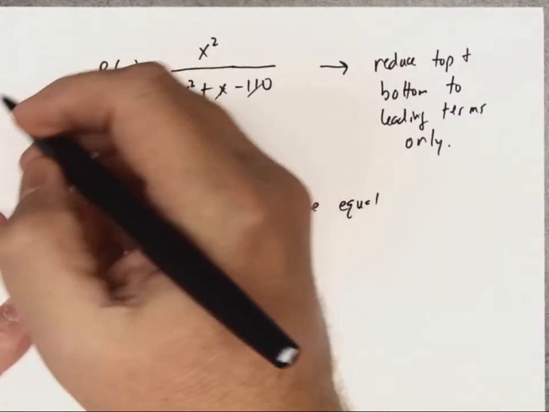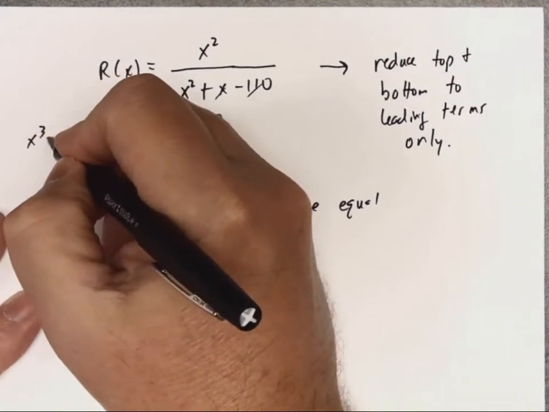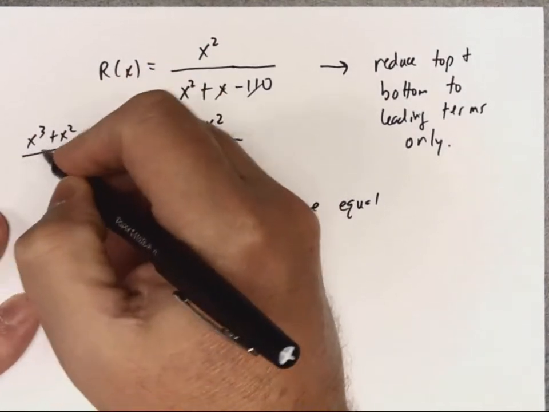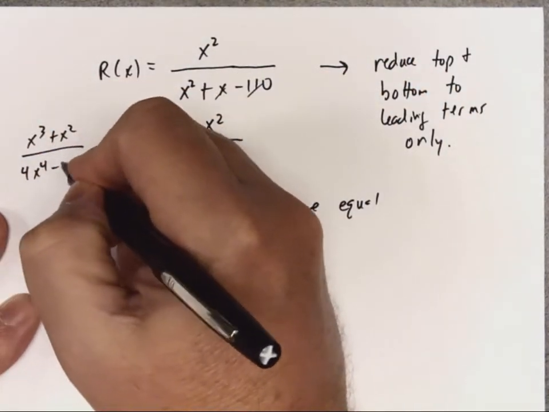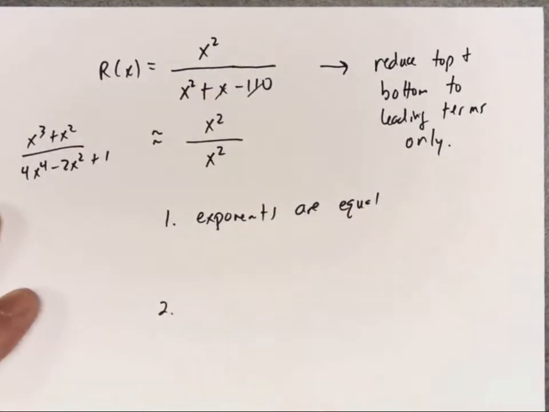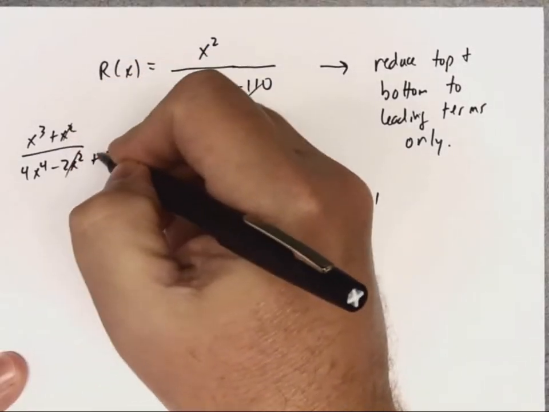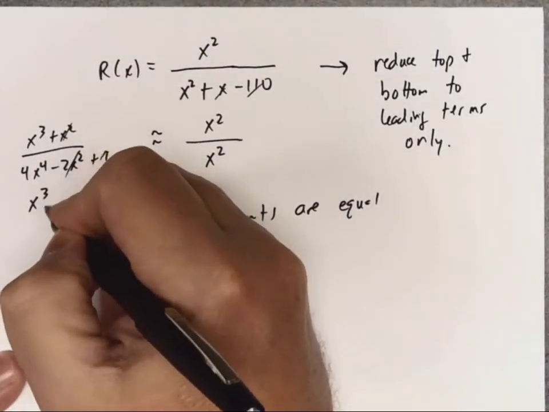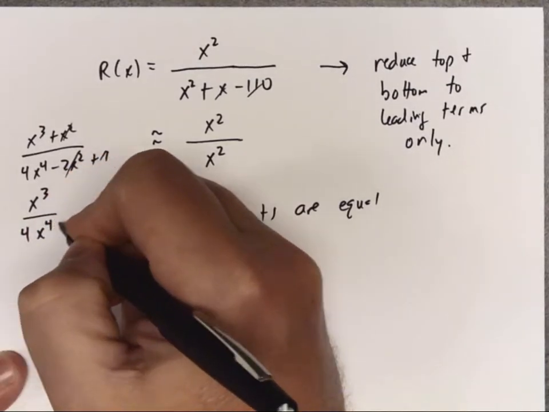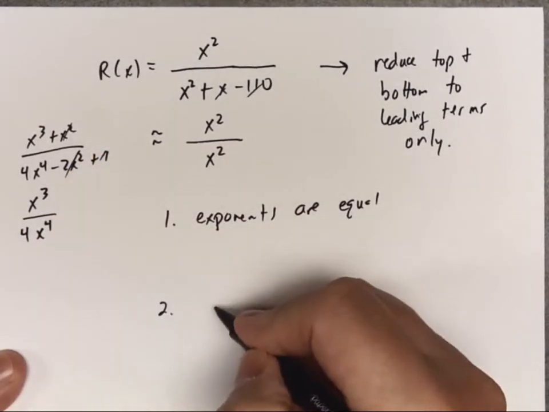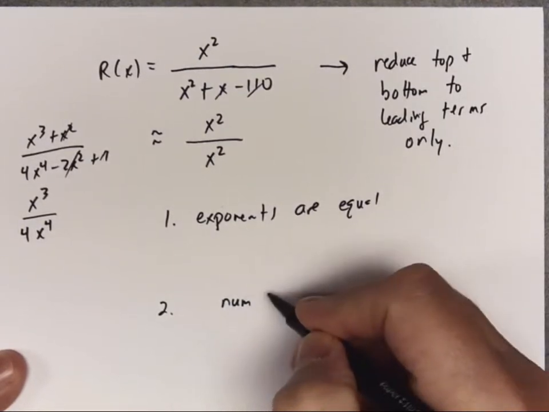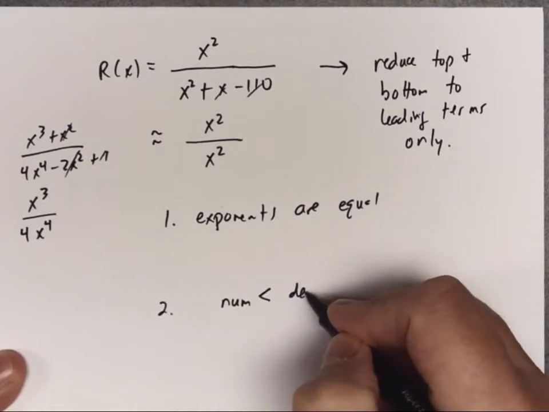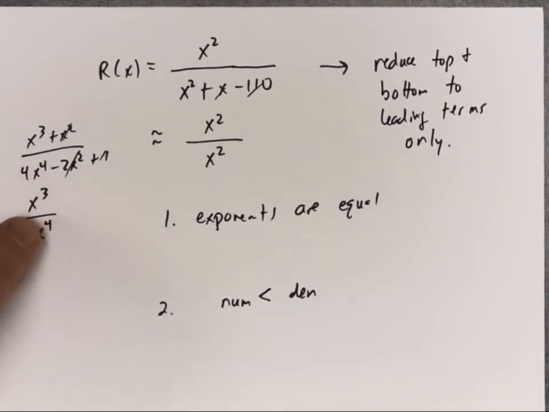Sometimes you have a problem. Say we had something like this. So this is our expression. We wanted to find the horizontal asymptotes, so we keep only the leading terms, and end up with this. So this is a case where the exponent on the numerator is less than the exponent in the denominator, right? X cubed is less than x to the fourth.